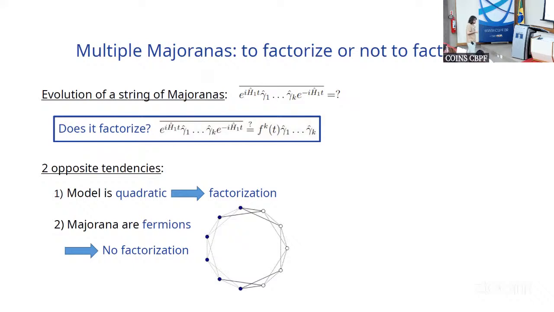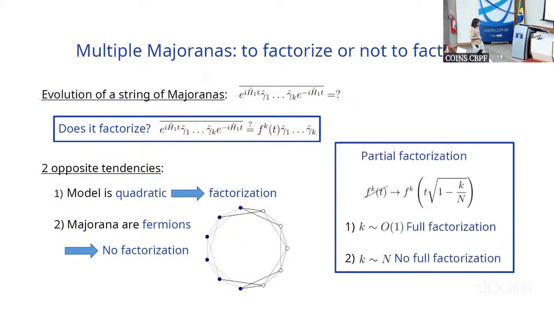So again, a gymnastic exercise, pen and paper, we realize that at the very end, what happens is a partial factorization. Let's say the naive expression f(t) to the power of k is not the correct one. What we got is something very close to that: f of t over a renormalized time, in which the time is not t, but is t times the square root of 1 minus k over N.